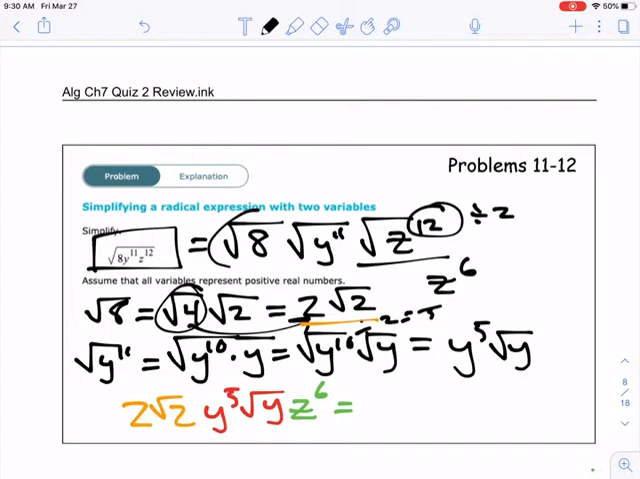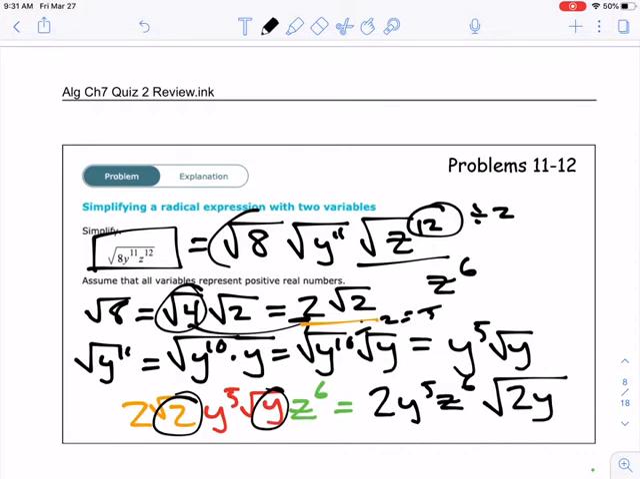So you usually go left to right, numbers first, and then the variables in alphabetical order, and make sure everything's combined that can be combined. So we have 2, y to the 5th, z to the 6th, because y comes before z in the alphabet. And then under the radical sign, you just kind of multiply what's left over. So 2 times y is 2y, and then you have your final answer.